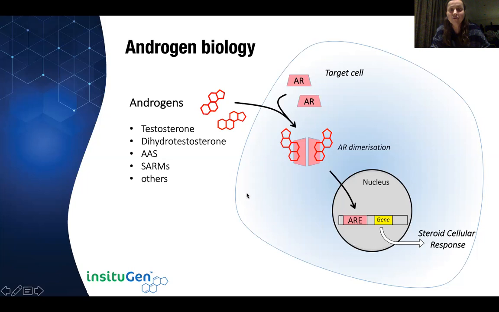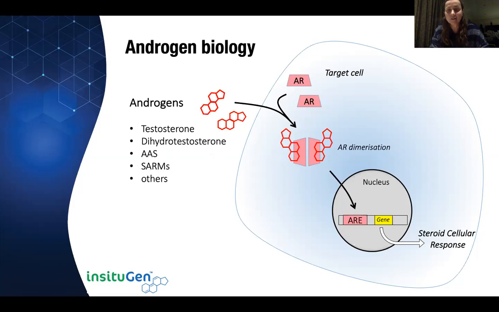All androgens, whether they're your endogenous ones, testosterone or dihydrotestosterone, or anabolic steroids or selective androgen receptor modulators, SARMs, it doesn't matter what their structure is, and this represents a vast variety of different structures. They all do the same beautiful thing of activating the same biological pathway, which we are able to exploit.